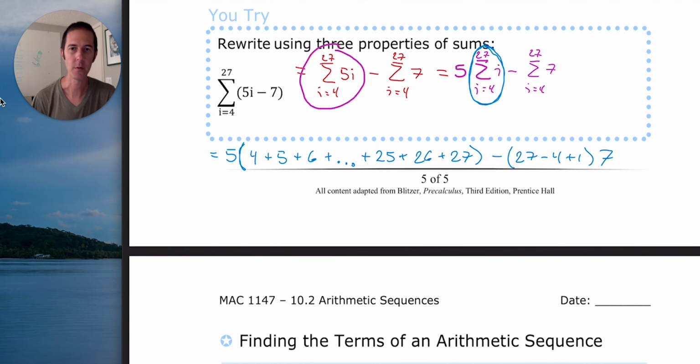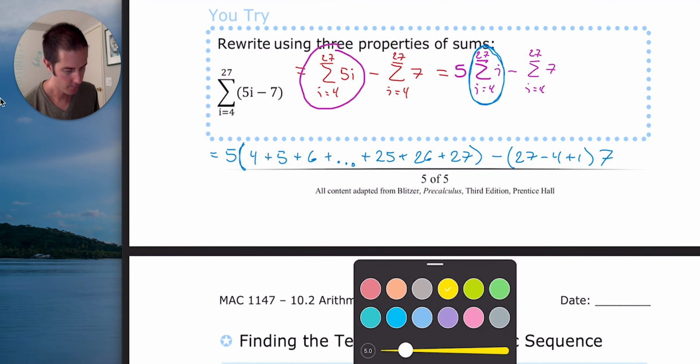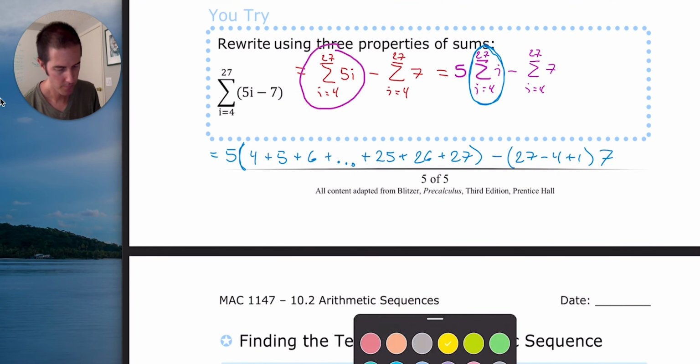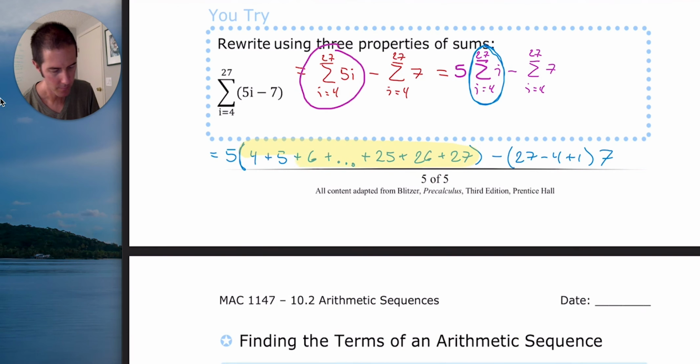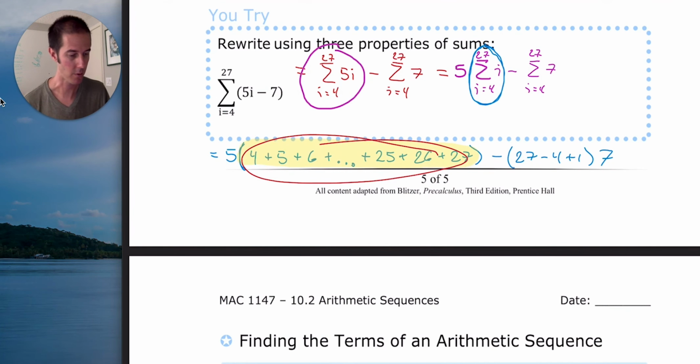Okay, so that's the number of terms. I wonder how many numbers there are in here. I bet you it's the same as the total number of terms. So whatever 27 minus 4 plus 1 is, it's 24. That's how many terms there are. And these are the same terms right here. There are 24 of them.